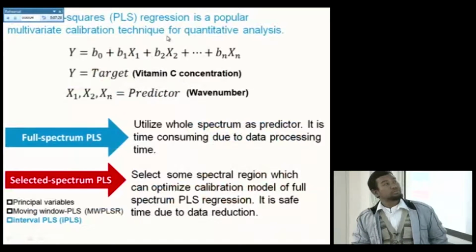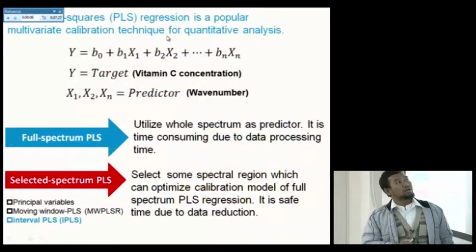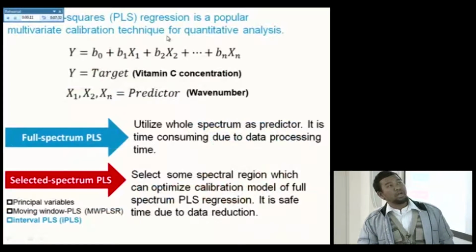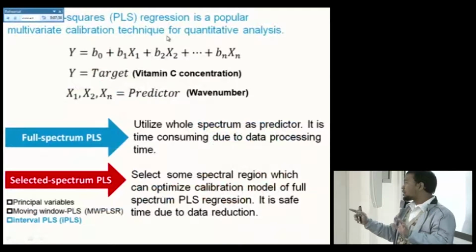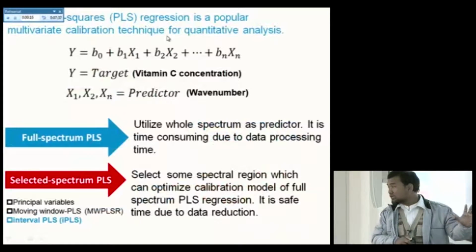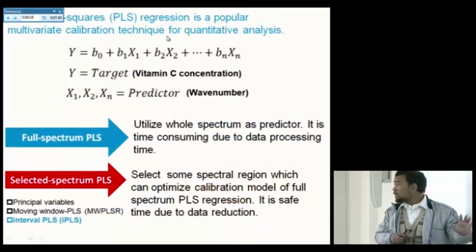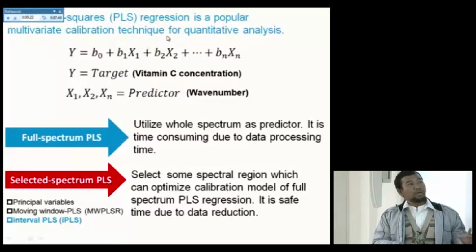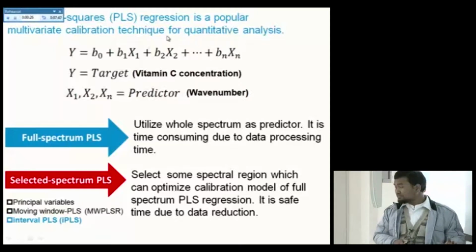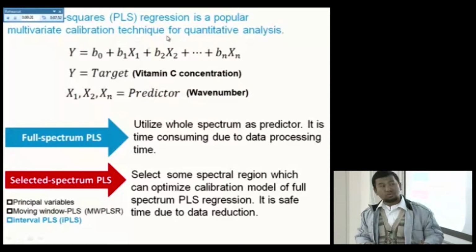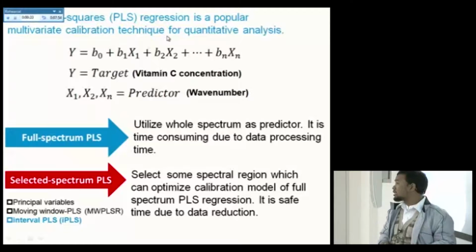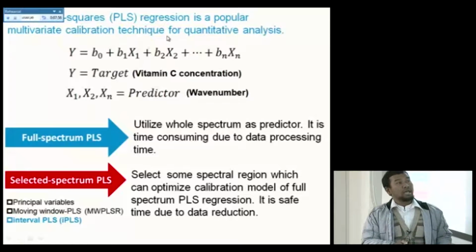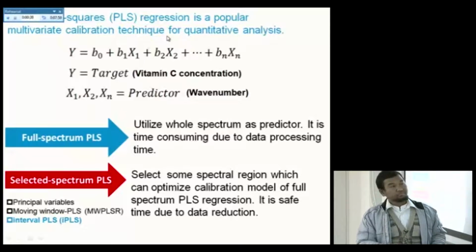And then it is very common to use multivariate analysis, such as partial least square or PLS regression, to construct the relation between many predictors, here is wave number, and one or more target. For example, here is vitamin C. So here we have many predictors in our system. We have 110 variables of wave number, ranging from 90 to 400 per centimeter, and only one target, vitamin C.